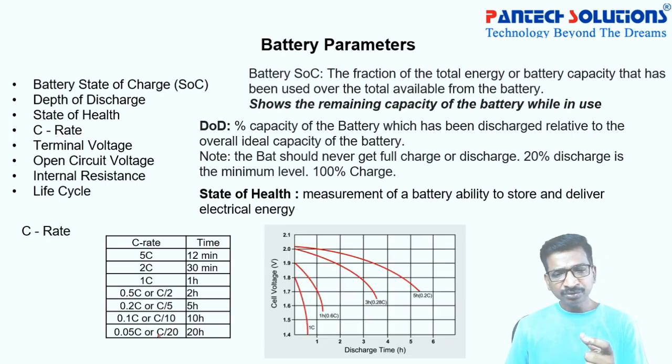Similarly, if you take this graph, if your battery is at 1C, then 1C is nothing but 1 hour to charge the battery as well as to discharge the battery. Similarly, if you take 0.2C, then it takes 5 hours to charge as well as discharge the battery. So like that we can easily understand the battery parameters.